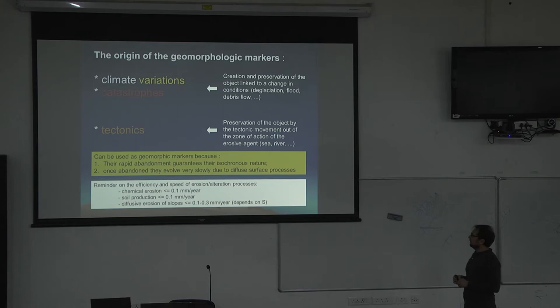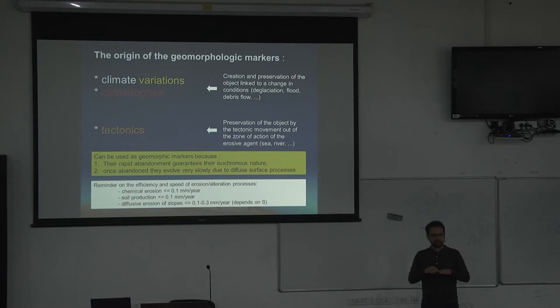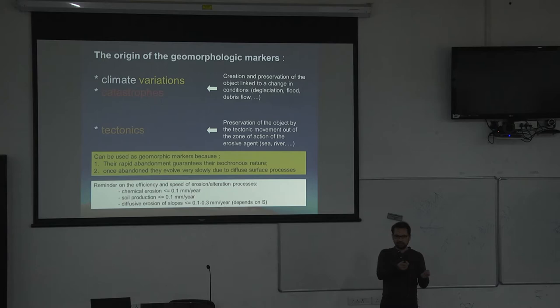So what is the most important thing when using a geomorphic marker? We need to consider that the abandonment was relatively rapid, to be sure that your surface is isochronous. Because when you are going to reconstruct the deformation, you want to consider the present state compared to the initial stage. In this case, you consider your marker as a marker that formed at some specific moment in the past. For that reason, you need to be sure it's an isochronous surface.